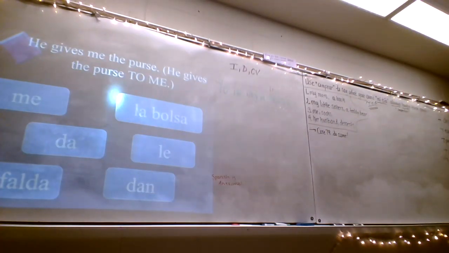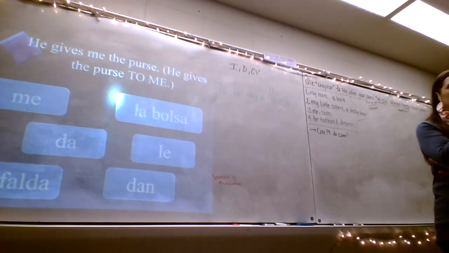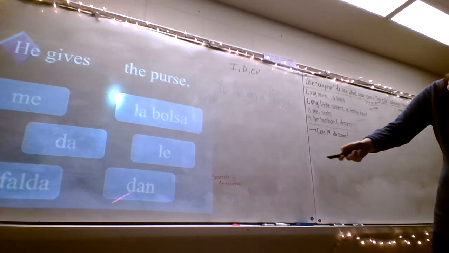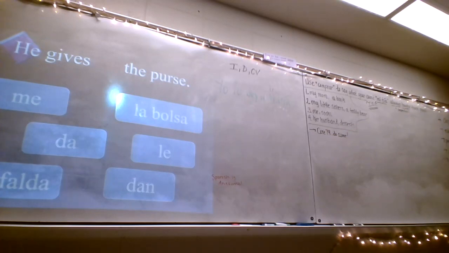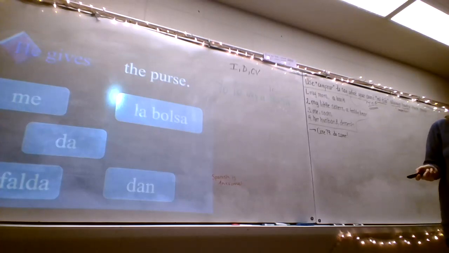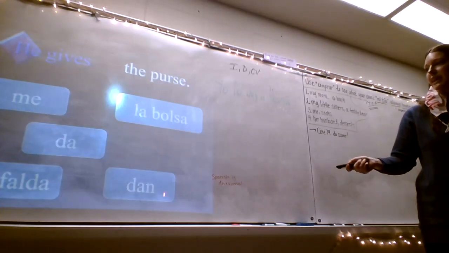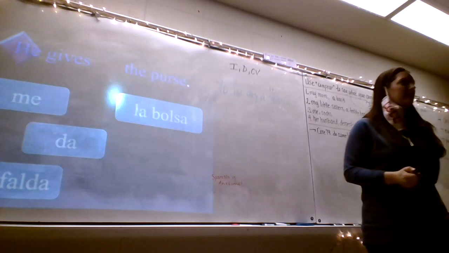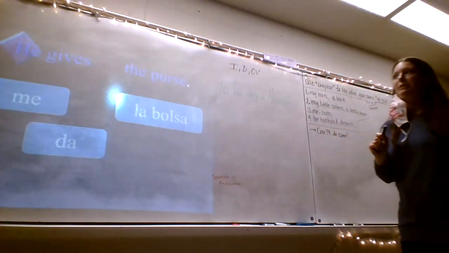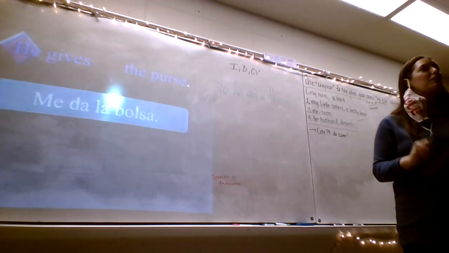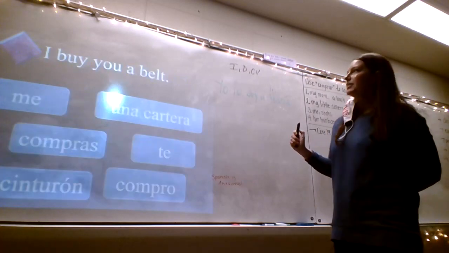Now, how would you say he gives me the purse? So first of all, which of these means me? Me. Okay, so we're going to erase the one that's wrong. Which one is not the me? Which is the wrong indirect object pronoun? The le, right? So that's going to be gone. Okay, now how do we say he gives? Da. So we're going to take away don. Okay, and then how do you say the purse? Which one of these? Falda or bolsa? Bolsa. So we're going to take away skirt. What order do we put it in? Yeah, just like it is. Me da la bolsa. Okay? All right, same thing.